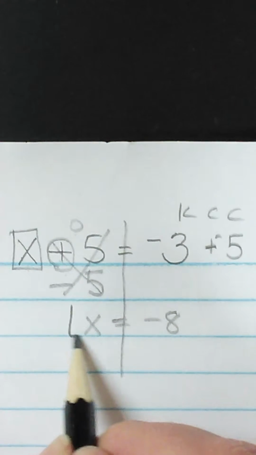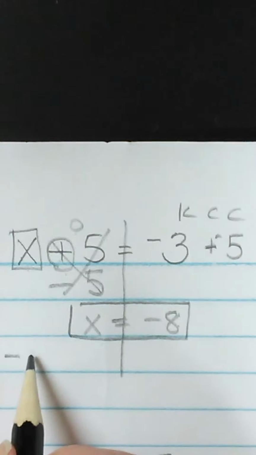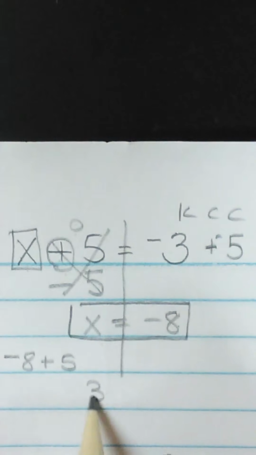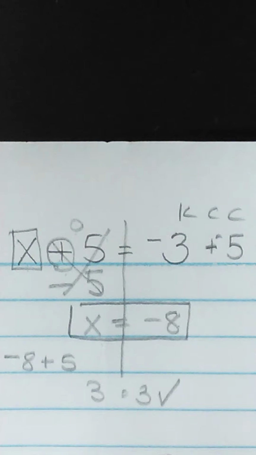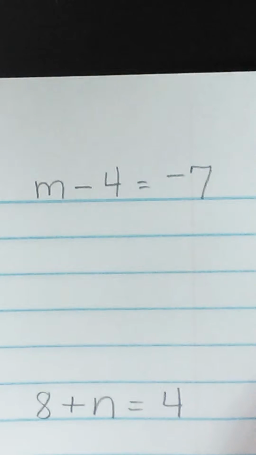That's great, and this is the correct answer, but I'm going to plug this in for x just to make sure. So I'm going to do -8 plus 5. That ends up being 3, and 3 equals 3, so I know I'm right. Always check it.